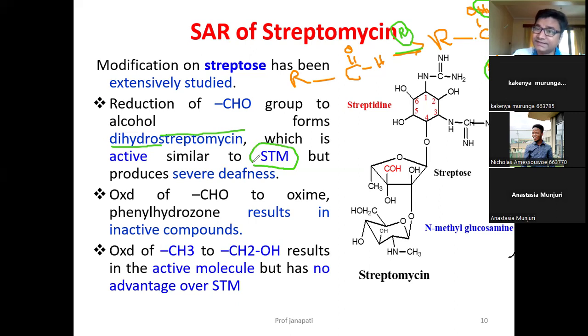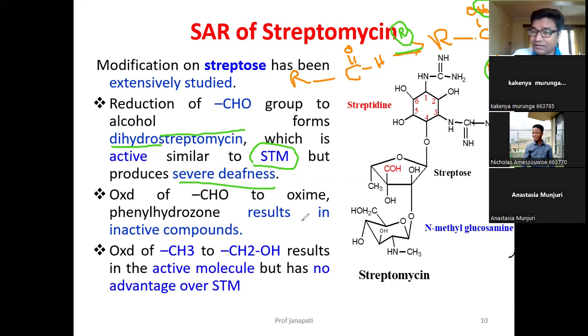It is active, similar to streptomycin. The activity is the same as streptomycin, but the disadvantage is that this drug produces more severe deafness than streptomycin. The deafness is more. Ototoxicity, as we were discussing, the side effect is more with dihydrostreptomycin. That's why nowadays the drug is available only as streptomycin.